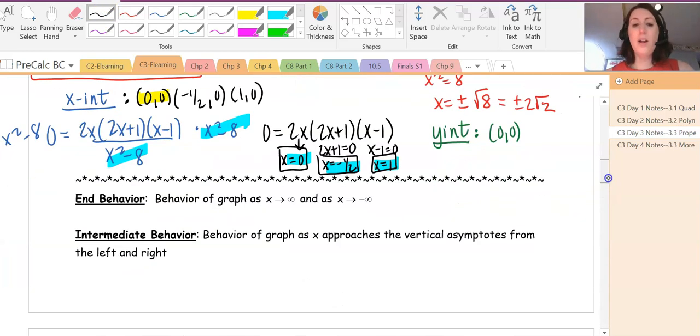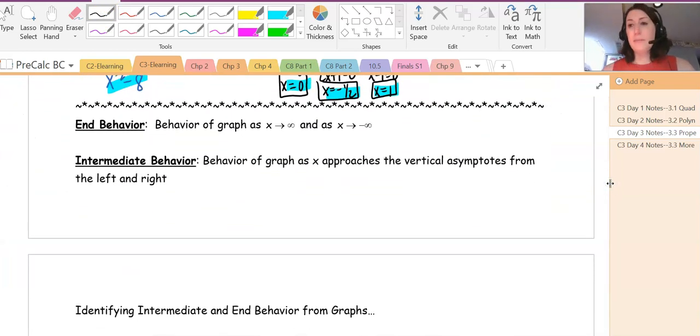Okay, next. End behavior. This is something we have talked about a little bit before, and then you also talked about it last year. End behavior is basically the behavior of our graph as x approaches infinity or negative infinity, which means all the way to the right and left of our graph. All right, and your end behavior can be either they're going up, they're going down, they're going up and down, or we're going to find also sometimes you are approaching what's called a horizontal asymptote. Okay, so those are your options.